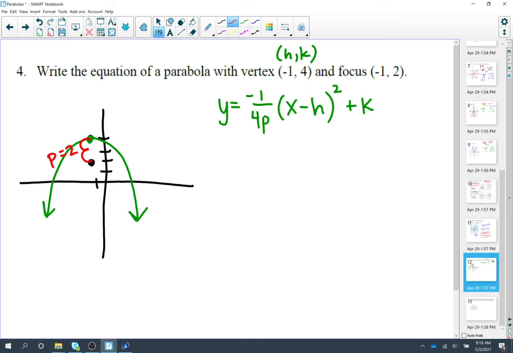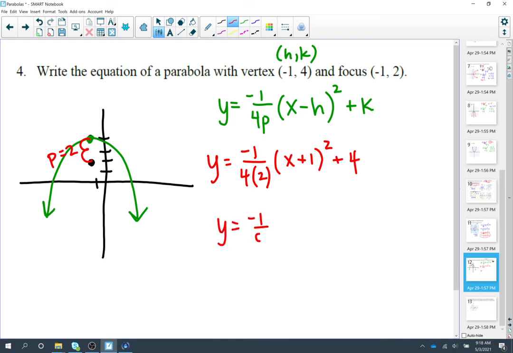which in this case is 2. So now we have y equals negative 1 over 4p, which is 2, (x minus h), which is negative 1. When you minus a negative, it becomes positive, plus k, which is 4. If we clean that up, y equals negative 1/8, (x plus 1) squared, plus 4.